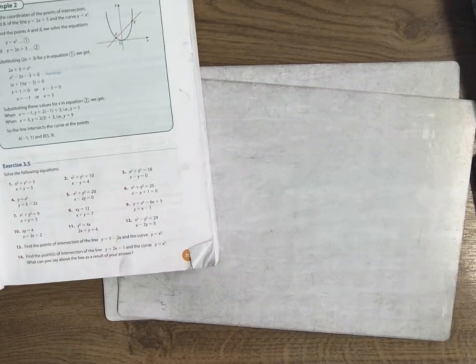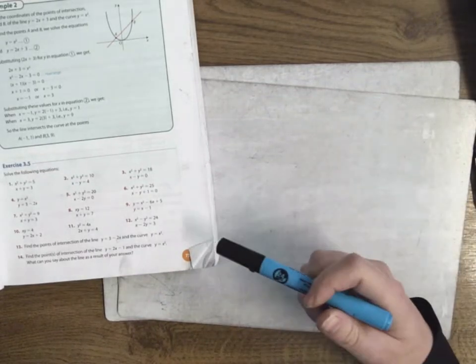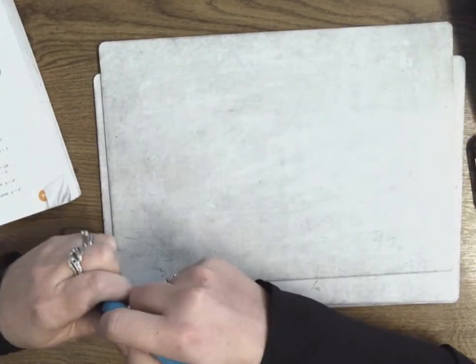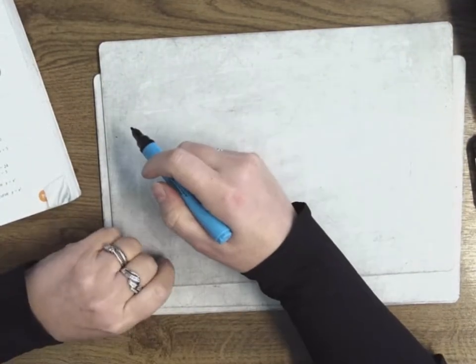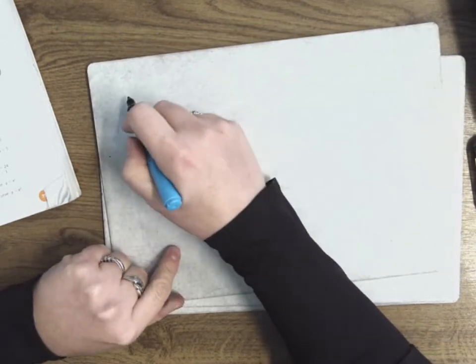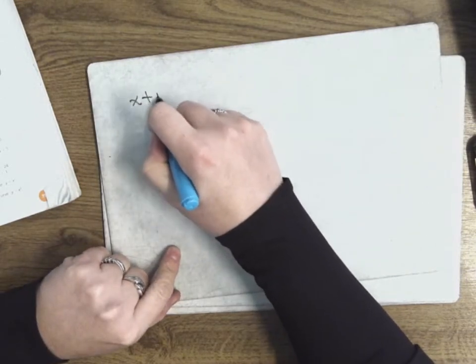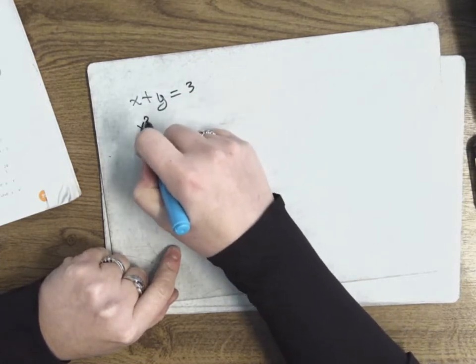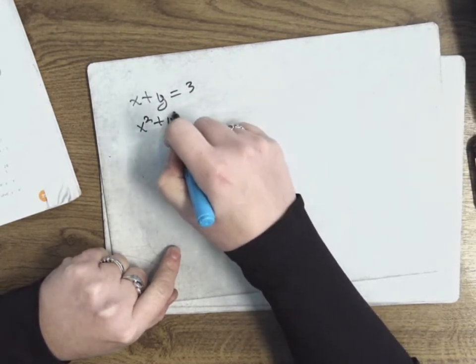Right, okay, one quadratic, one linear, okay? So I'm going to do an easy one. x plus y equals 3, x squared plus y squared equals 9.